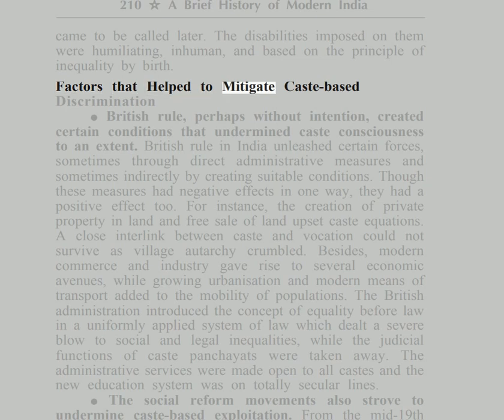Factors that helped to mitigate caste-based discrimination. British rule, perhaps without intention, created certain conditions that undermined caste consciousness to an extent. British rule in India unleashed certain forces, sometimes through direct administrative measures and sometimes indirectly by creating suitable conditions. Though these measures had negative effects in one way, they had a positive effect too. For instance, the creation of private property in land and free sale of land upset caste equations.